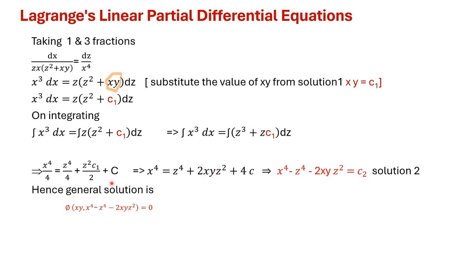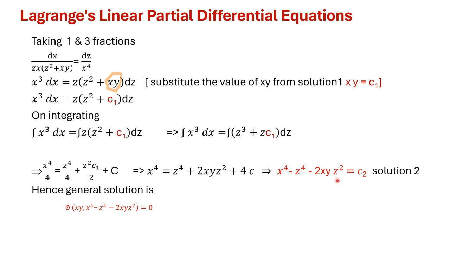After taking LCM, we can get rid of this 4 from the denominator, and we get x to the power 4 is equal to z to the power 4 plus 2xyz square plus 4c. This 4c is constant. We can write it as C2. Bring all the other terms to this side. So we get x to the power 4 minus z to the power 4 minus 2xy z square.